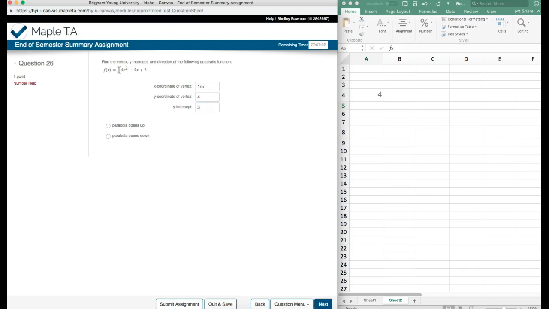Now I look at the front to see whether the parabola opens up or opens down. It's kind of silly to remember, but I like to think of it as being happy or sad. In this case, it's a negative parabola, so it's going to give you a frowny face, and this means that it opens down. If it's positive, it's a happy face, and it opens up. And that's our answer.